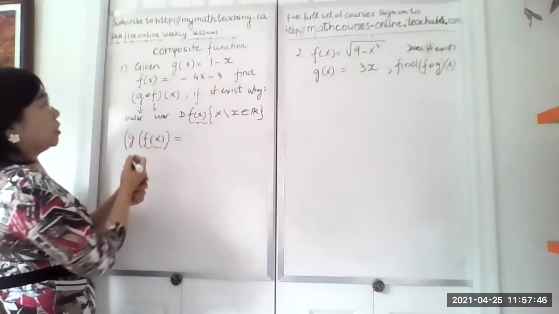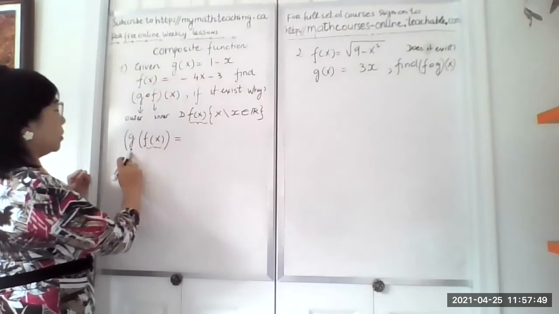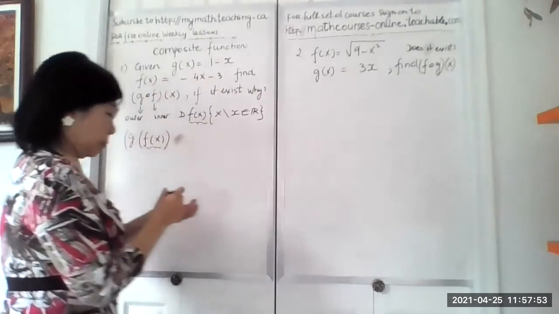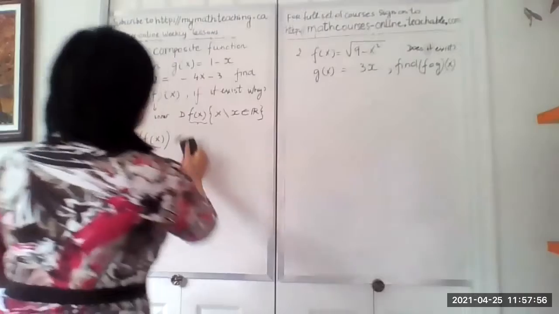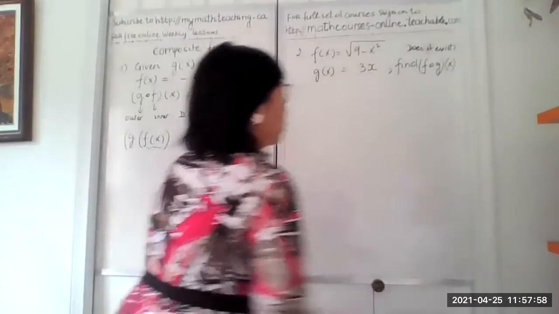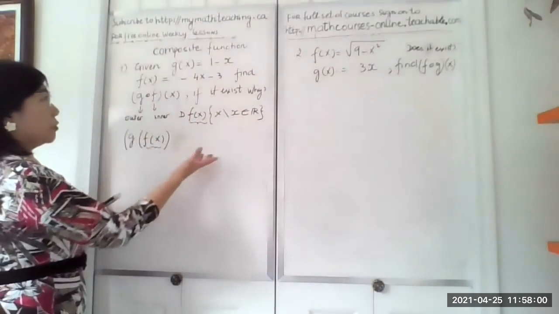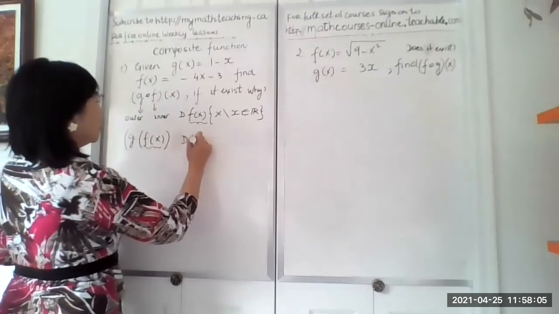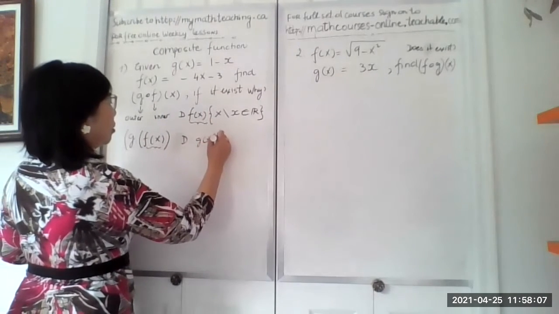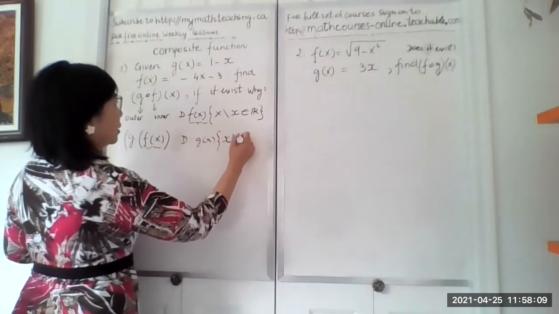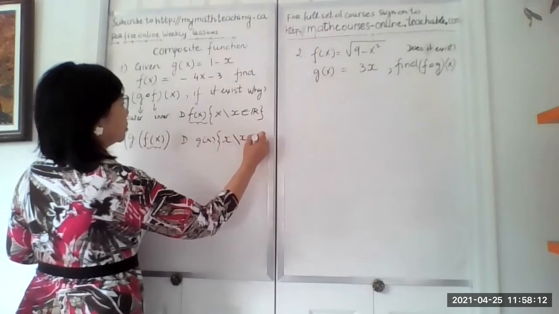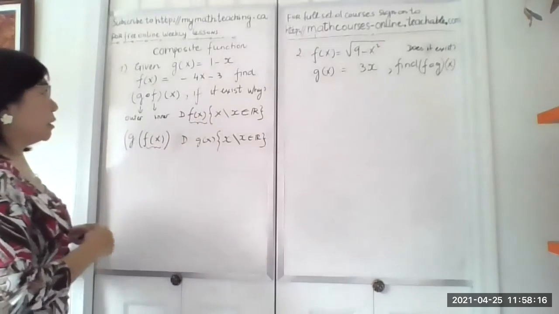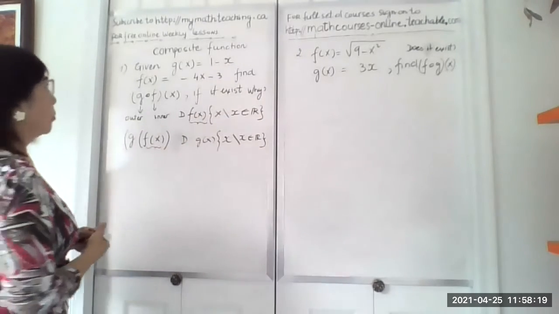The domain of f of x here is the real numbers. What about the domain of g of x? The domain of the outer function is also the real numbers. So we don't see any problem, right? The domain of g of x is also the set of x such that x belongs to the real numbers. Both functions are linear, and there isn't any restriction here.